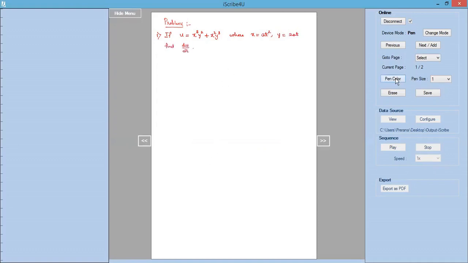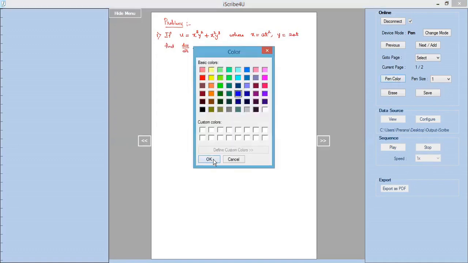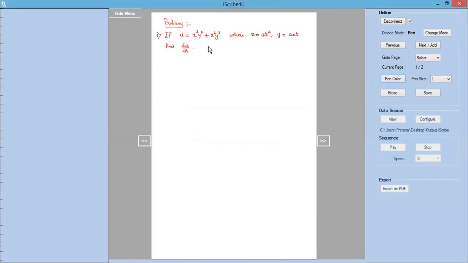So given u as a function of x comma y, where u is defined as x cubed y squared plus x squared y cubed, and x and y in turn are defined as functions of t. So x is equal to at squared and y is equal to 2at, where a is a constant. We have to find the total derivative du by dt. So we will usually do the analysis of the problem.